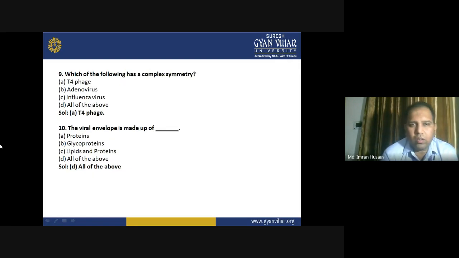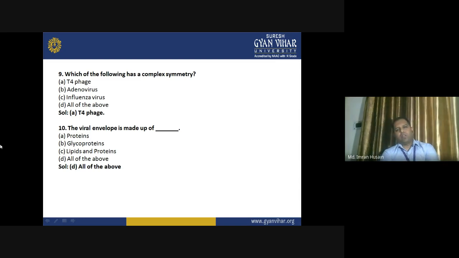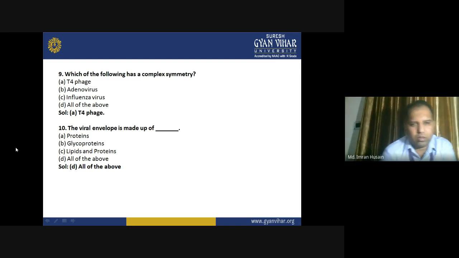Which of the following has a complex symmetry? T4 phage or bacteriophage has a very complex symmetry. The viral envelope is made up of all the above things: protein, glycoprotein, lipids, and proteins.